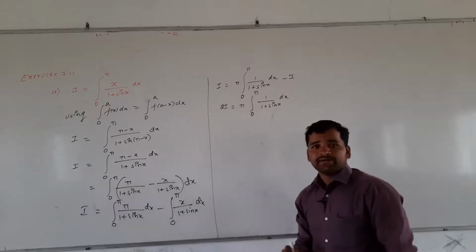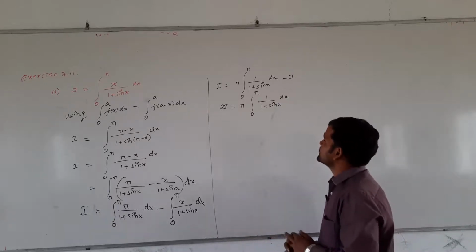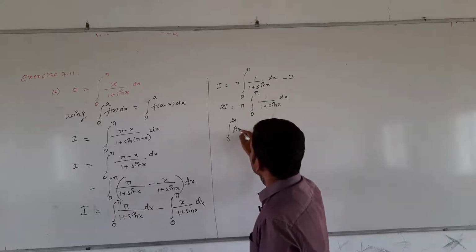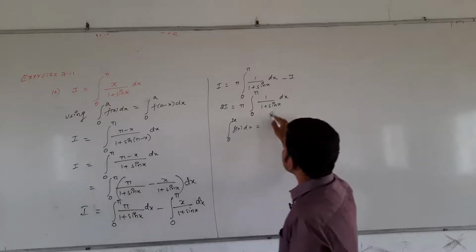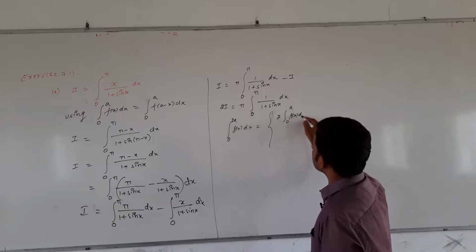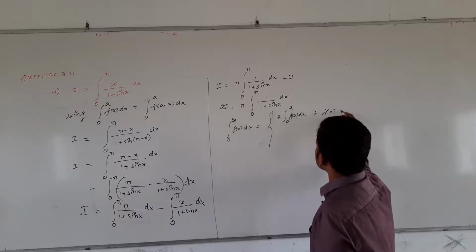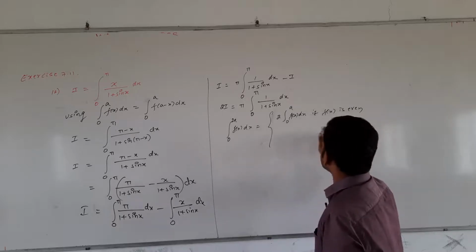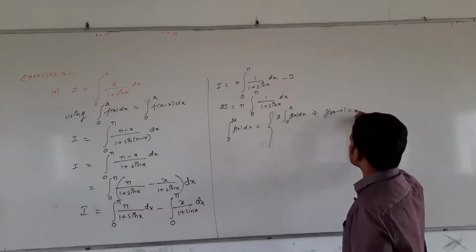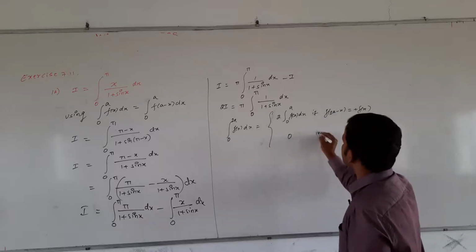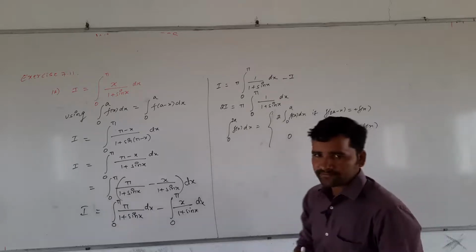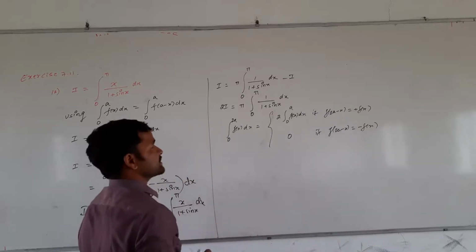Now coming to the property P6. What does it say? It says the integral from 0 to 2a of f of x dx is equal to two cases. One is 2 times the integral from 0 to a of f of x dx if f of 2a minus x is equal to plus f of x. Sorry, it is not about even function, that is the P7 property. It is 0 if f of 2a minus x is equal to minus f of x. Now, is that property valid here? Yes, this property is valid.